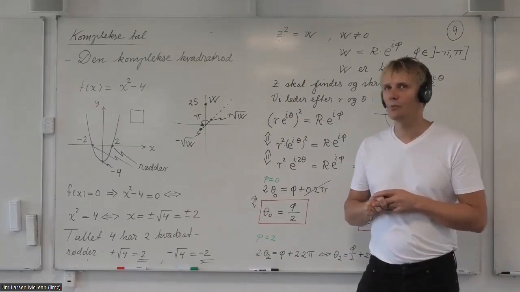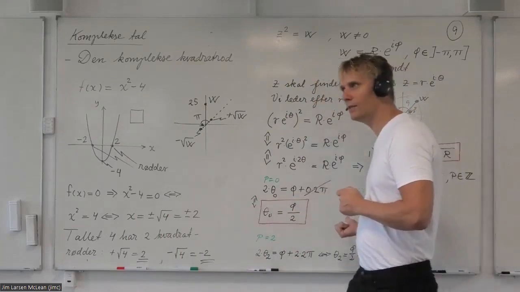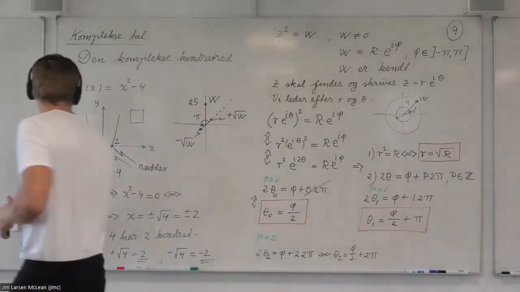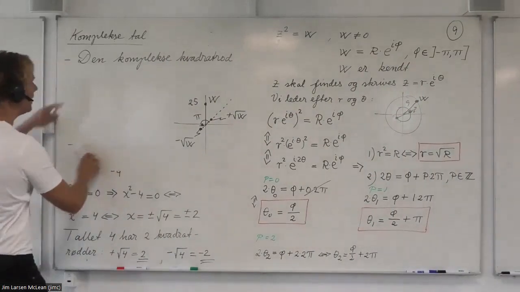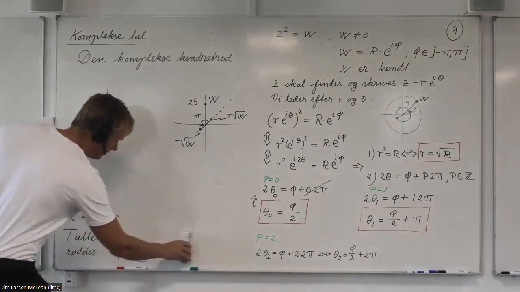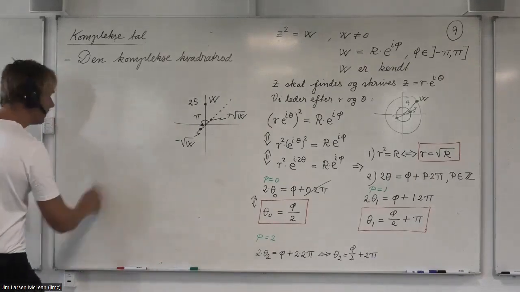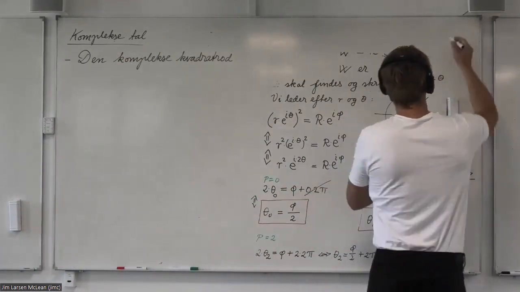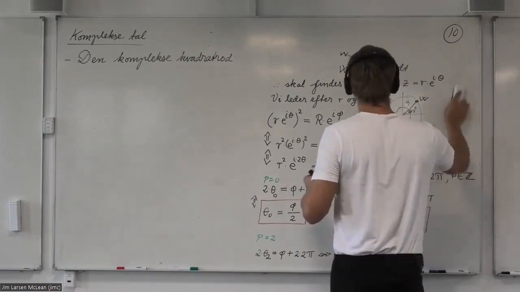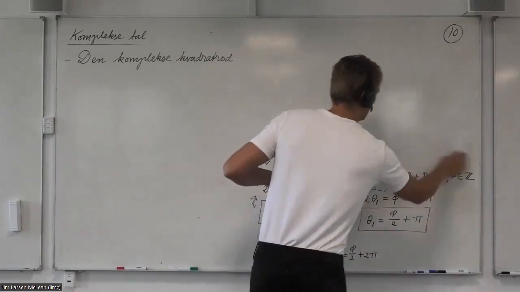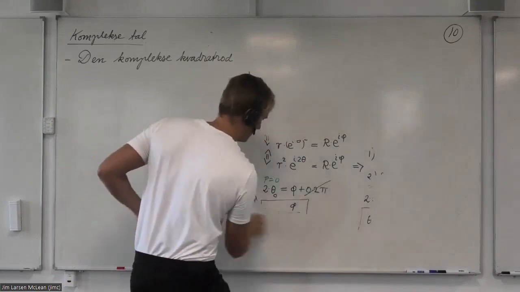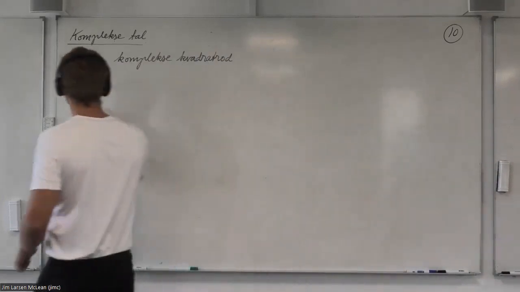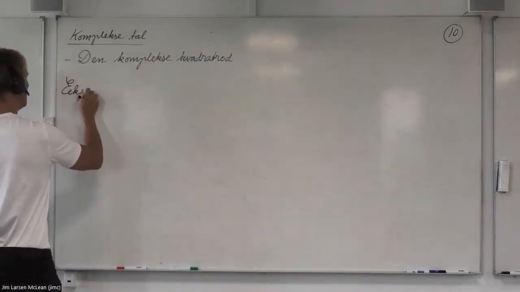Let's try and see an example of how to use what I've just demonstrated here with numbers. So we're still on finding the complex square roots. So here comes an example. I'll just call it example 1.